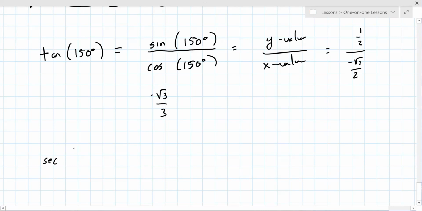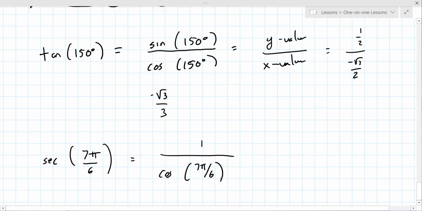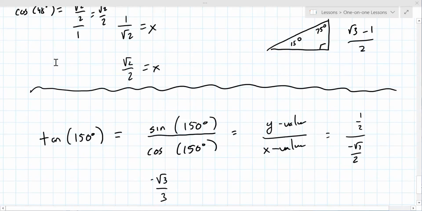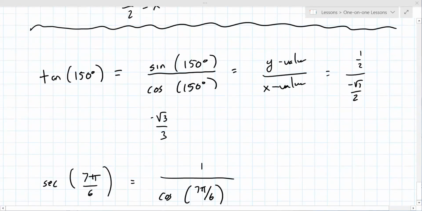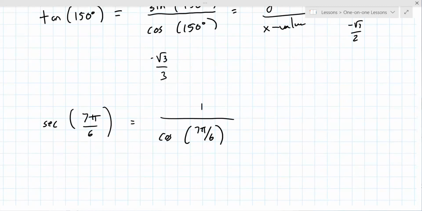So let's do the secant of 7 pi over 6. The secant is the reciprocal of cosine. It's 1 over cosine of 7 pi over 6. I see 7 pi over 4, 5 pi over 4. It is on the unit circle, on page 3. You'll notice there are 2 numbers: there's the degree, and then there's the radian, and you have to be able to use both of them. 7 pi over 6? Yes. I got it. Let's go.